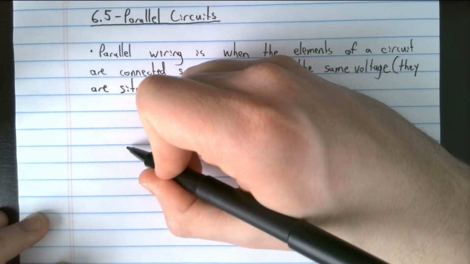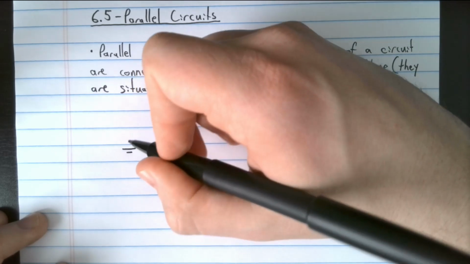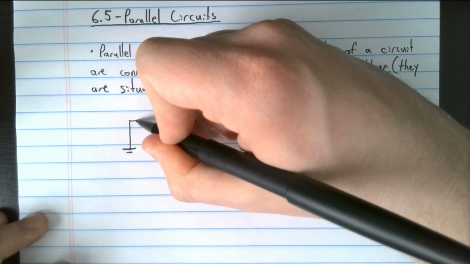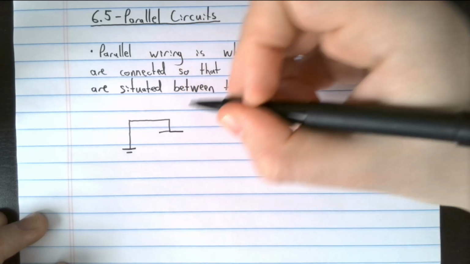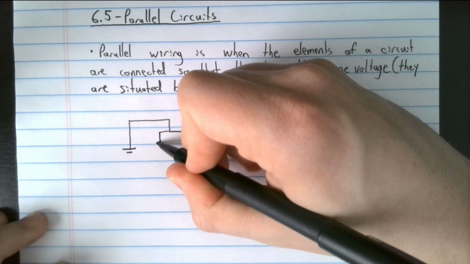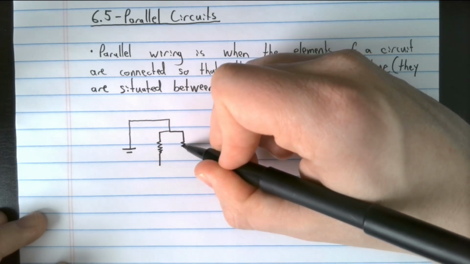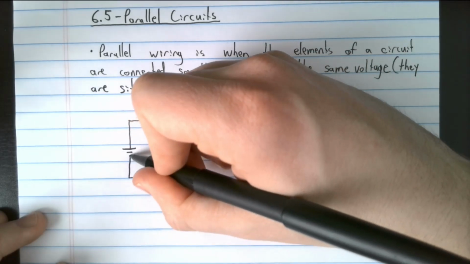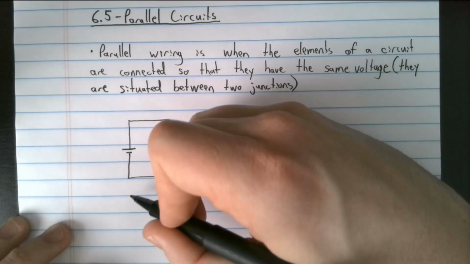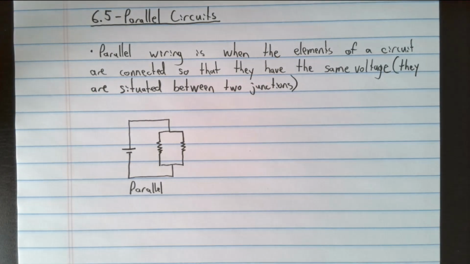So here we go. Here's our first example. Long line, short line is a battery. We'll have a wire come out like this. And then there's my junction. My first element is a resistor here, and we'll have a similar resistor on the other side. This is a parallel situation. These are in parallel because they have the same voltage.